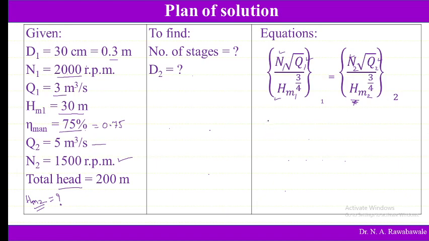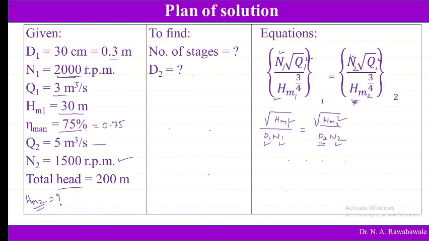Where diameter exists, we have derived one equation, that is square root of HM1 divided by D1 N1 is equal to square root of HM2 divided by D2 N2. So we know N1, we know N2, we know D1, we know HM1, we know HM2. So the only unknown is D2. So we have to use these two equations to find the diameter and number of stages. So we'll simplify this.